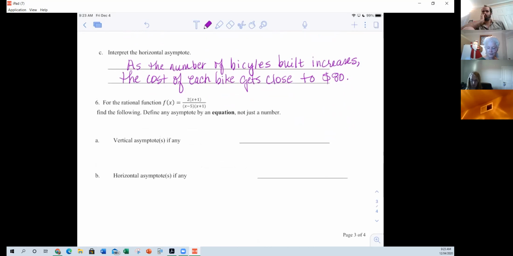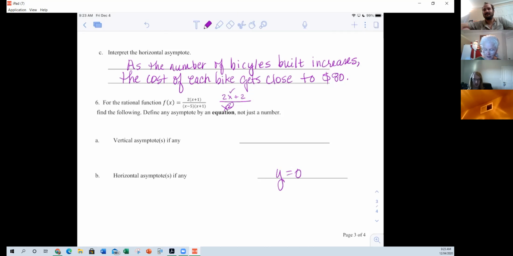So this says for the rational function f of x equals 2 times x plus 1 over x minus 5 times x plus 1, find the following. Define any asymptote by an equation, not just a number. All right, so the degree in the numerator, if you multiply this, would be 2x plus 2, and in the denominator, x times x is x squared. So the degree in the numerator is smaller than the degree in the denominator. When that happens, the horizontal asymptote is just y equals 0.